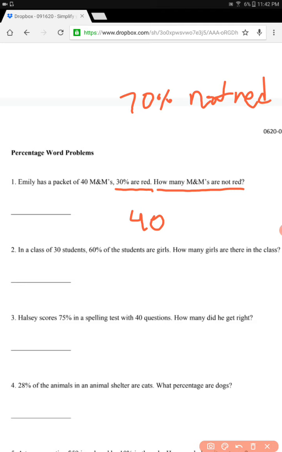And 70% is the same thing as 0.7. So we can just do, since she has 40 M&Ms, to get 70% of 40, we can just do 0.7 times 40. And that equals 28.